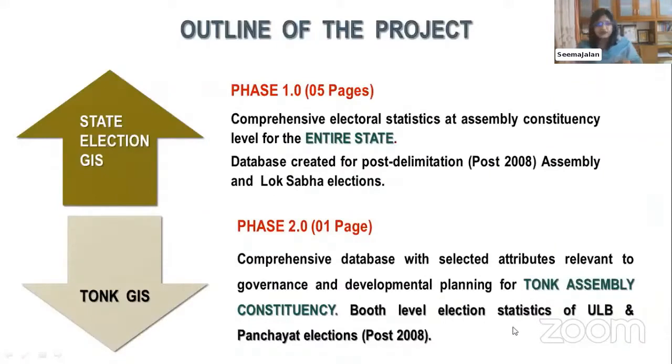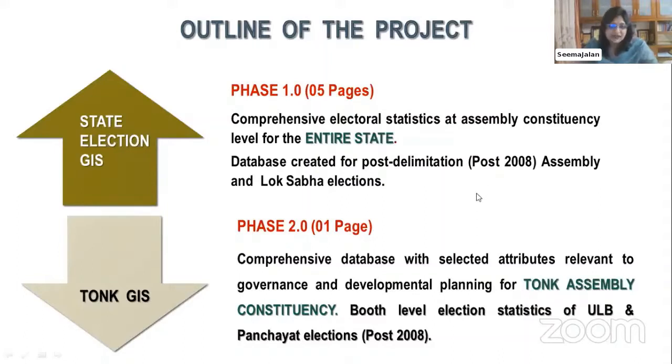So basically, the web portal has two phases. Phase 1 is the state election GIS for the state of Rajasthan, and it is a comprehensive electoral statistics at an assembly constituency level for the entire state. The database has been created for all the post delimitation elections post 2008.